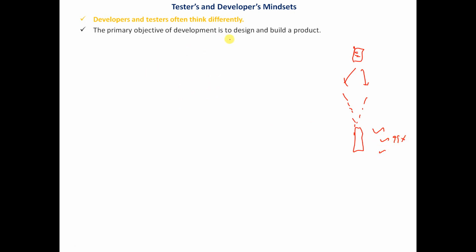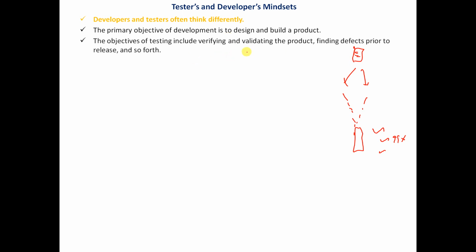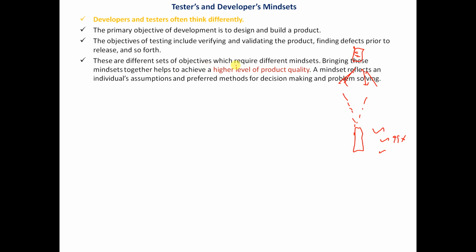The primary objective of development is to design and build a product, and the objective of testing is to find defects in the product. So both have opposite mindsets. Different sets of objectives require different mindsets. Bringing these mindsets together helps achieve a higher level of product quality. That's what I said.